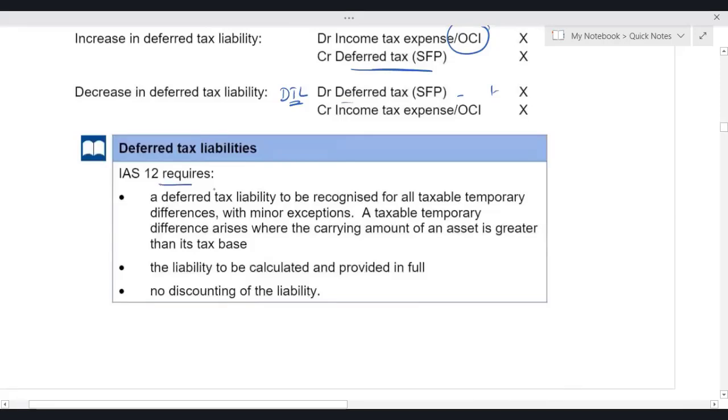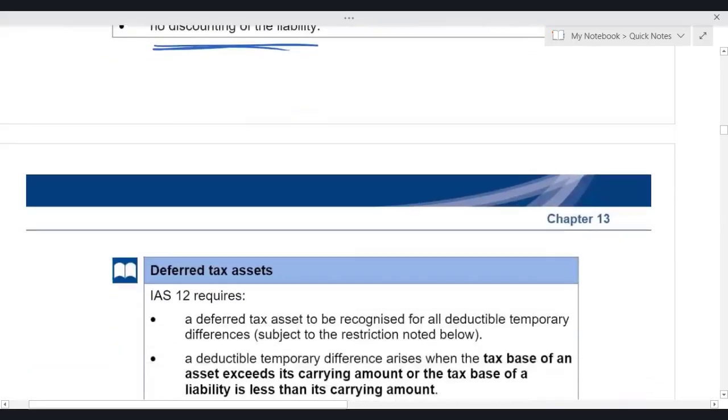IAS 12 requires a deferred tax liability to be recognized for all taxable temporary differences, with minor exceptions. They are not in your FR syllabus. A taxable temporary difference arises where the carrying amount of an asset is greater than the tax base. The liability will be calculated and provided in full, no discounting. We did discuss yesterday as well.